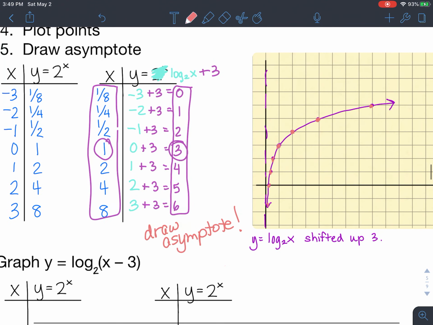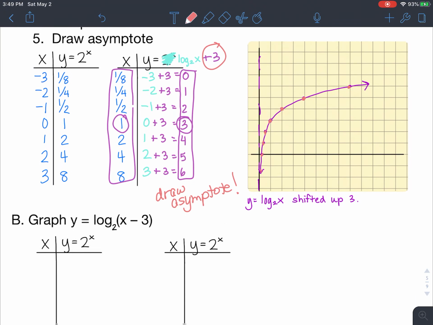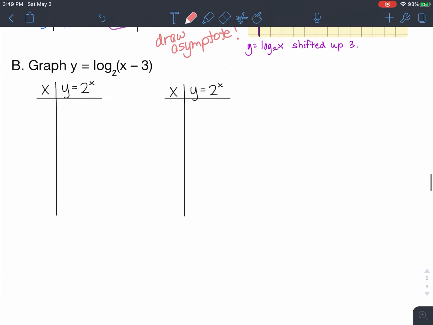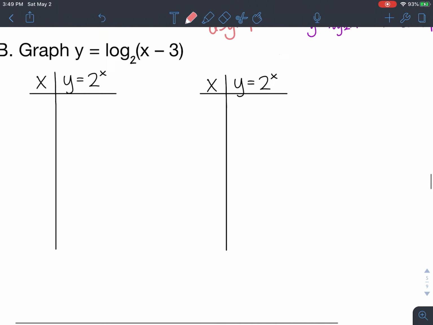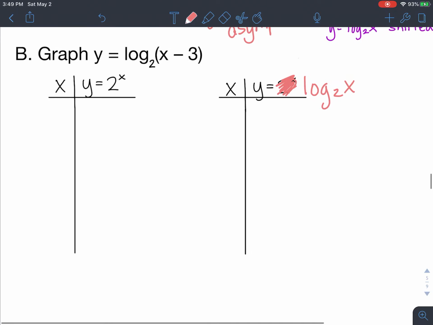And this is just a log base 2 of x graph. You know, this has been shifted up 3. Of course it has, because it's got a plus 3 at the end. Okay. Let's look at this one. There's another error there I got. Okay.